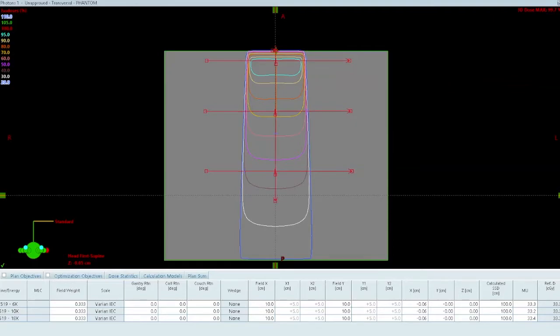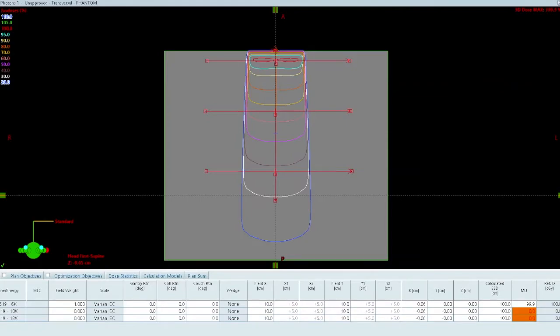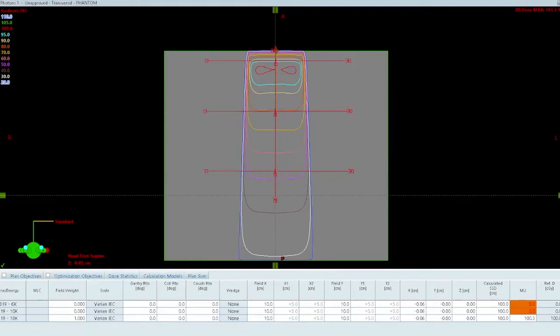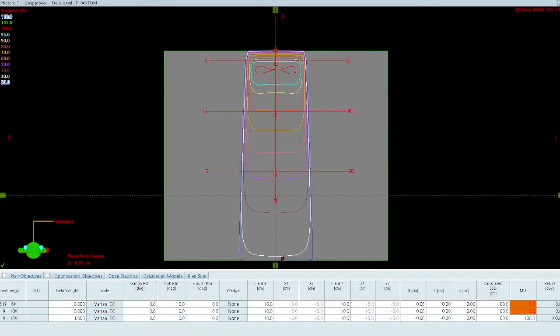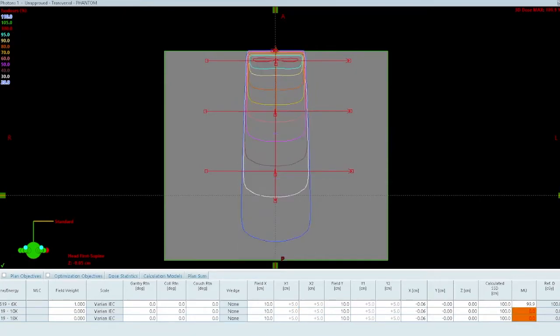Let me put my weighting back at 6x only. Take a look at the isodose lines and see what happens. This is 6x, this is 10x, this is 18x. So everything shifts downward. Again, 6, 10, and 18. I'll go back to 6. Next, I want to talk about beam profile.